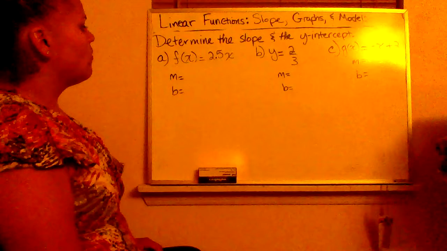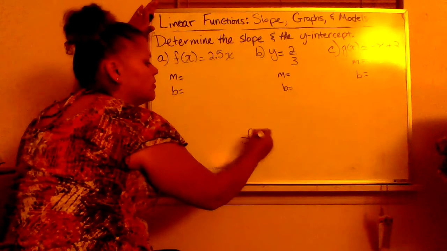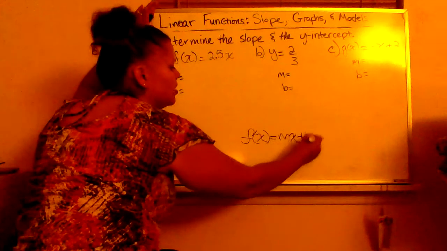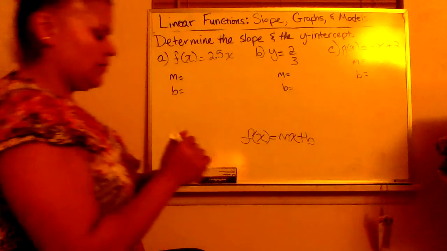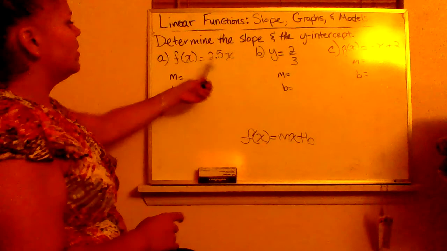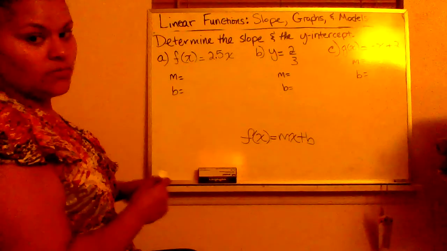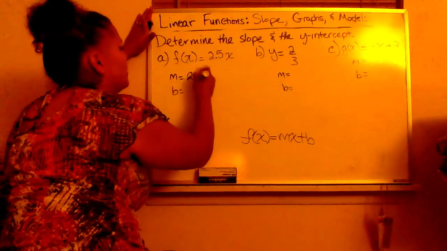So now, right here, using our form, so we have f of x, just so you can look at it, equals mx plus b, where you know that m is the slope and b is our y-intercept. So looking at this, we have our slope. We have what's in front of x. We know that that's our slope. So we know the slope is 2.5.